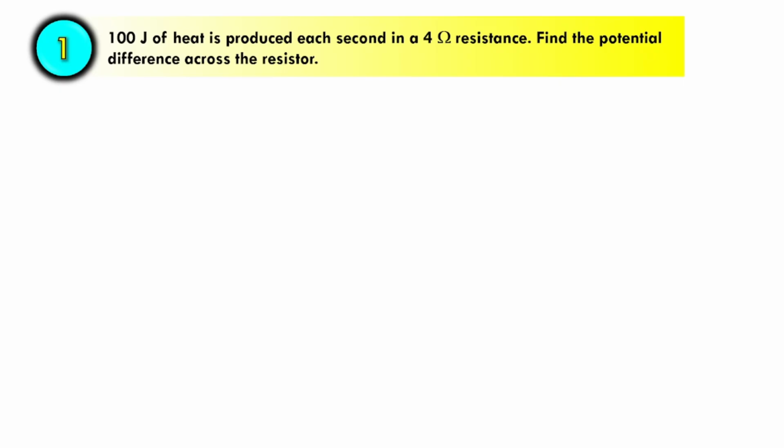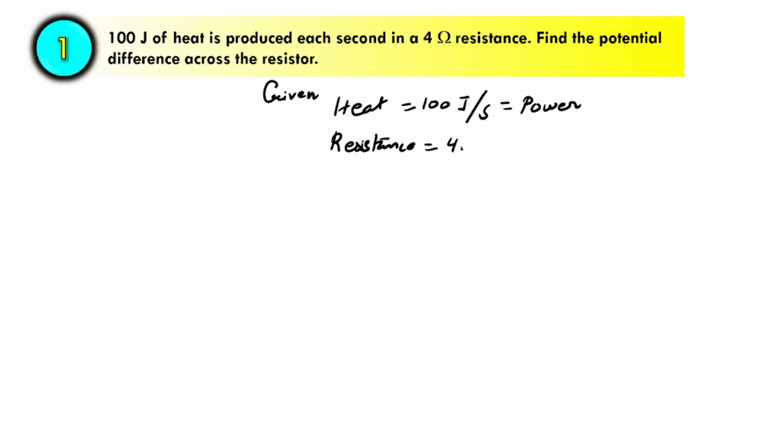Okay, so let us do the first question. Now what we have is 100 joule of heat is produced each second in a 4 ohms resistance. Find the potential difference across the resistor. What is given? Heat, 100 joule per second. So it is not heat but this is the power, because energy per second is equal to power. And the resistance is given as 4 ohms.